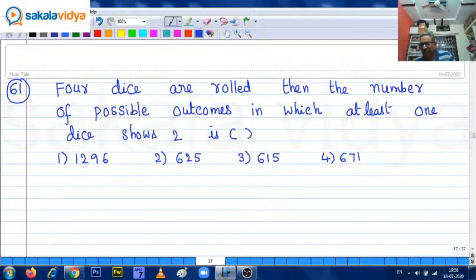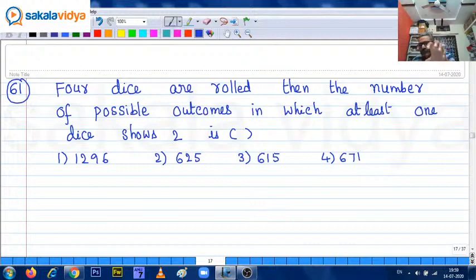This question is actually useful for the probability chapter also. 4 dice are rolled, then the total number of possible outcomes is what? 6 into 6 into 6. Even without repetition being given, generally we need to consider 6 into 6 into 6, 4 times, means 6 to the power of 4. But what condition is given? At least one dice shows 2.